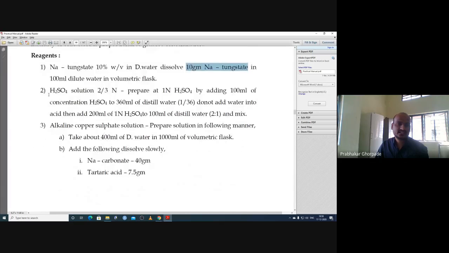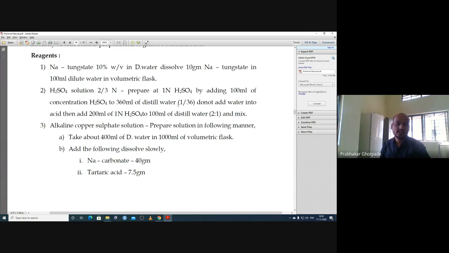The next reagent we need is a 2 by 3 normal H2SO4 solution. How to prepare? Prepare one normal H2SO4 by adding 100 ml of concentrated H2SO4 to 360 ml of distilled water. So 100 ml H2SO4 you are taking, adding to 360 ml distilled water.